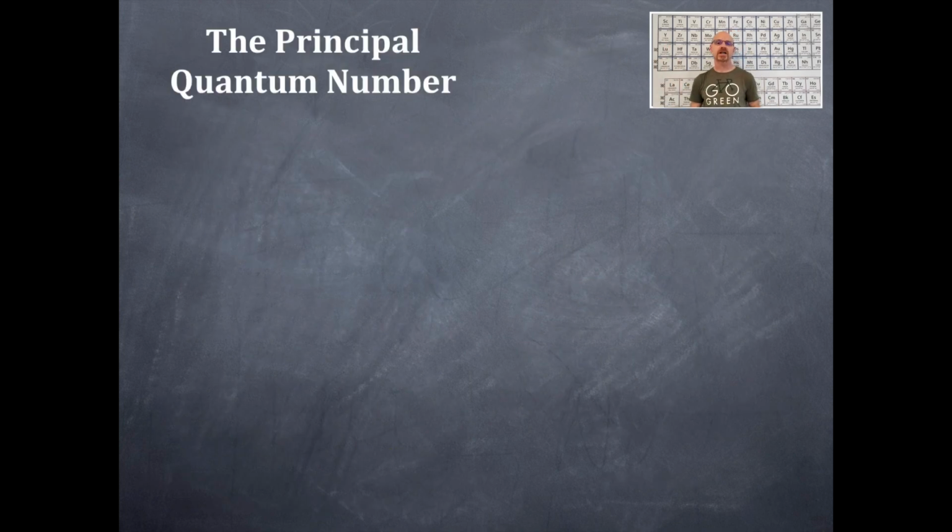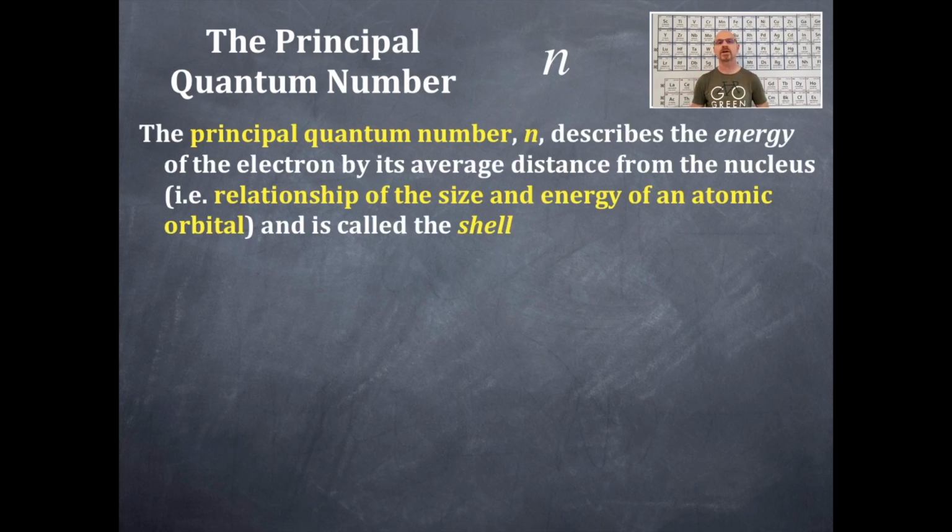Today we're going to be talking about the principal quantum number. Remember, there are 4 quantum numbers. Today is the principal quantum number. The principal quantum number is designated as a script lowercase n, like n as in Nancy. The principal quantum number, n, describes the energy of the electron and its average distance from the nucleus. That is a relationship between the size of where that electron can be and the energy of an atomic orbital. It is also called the shell.